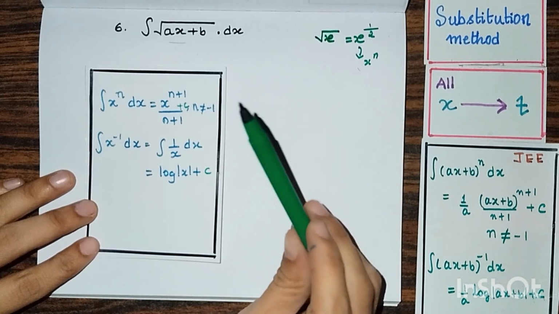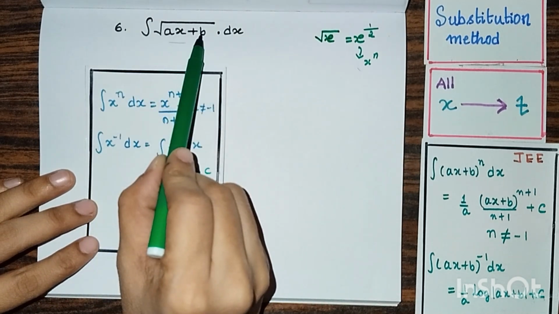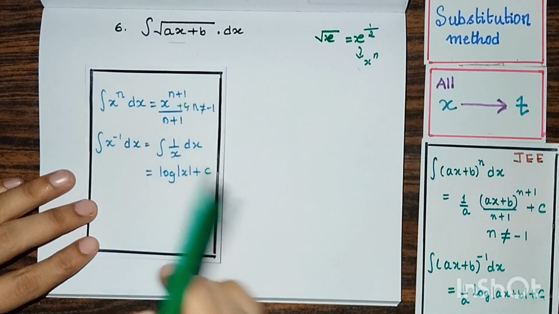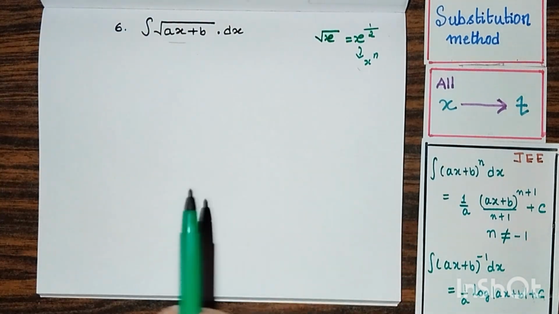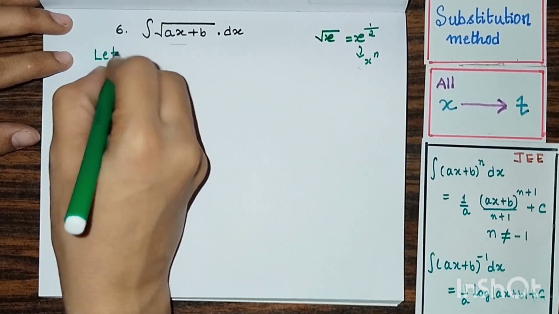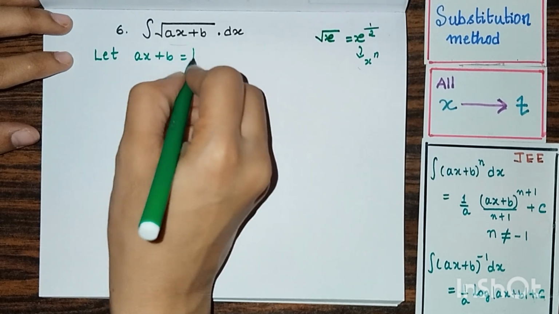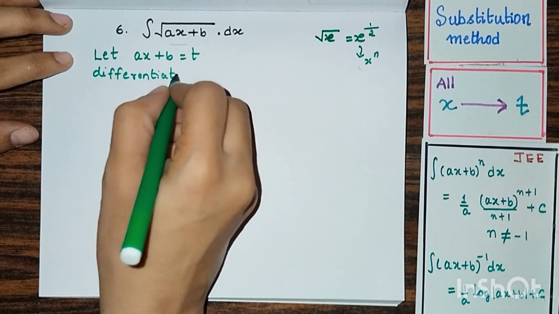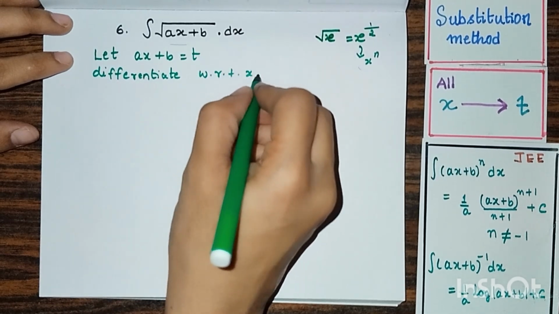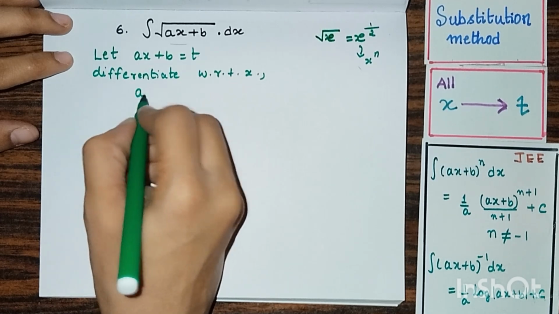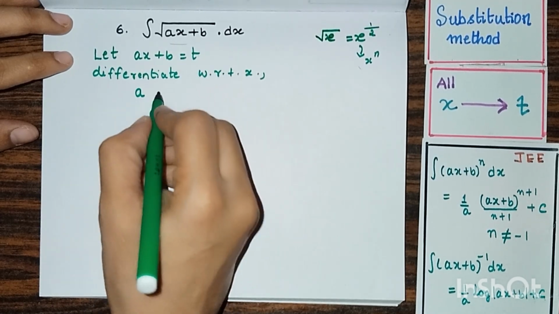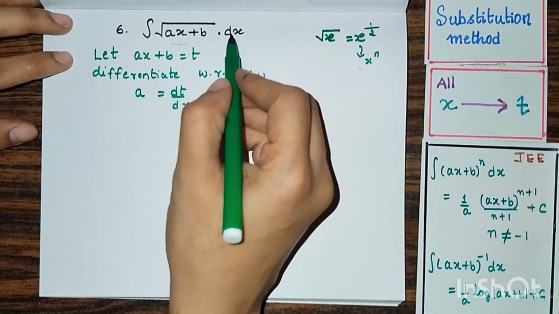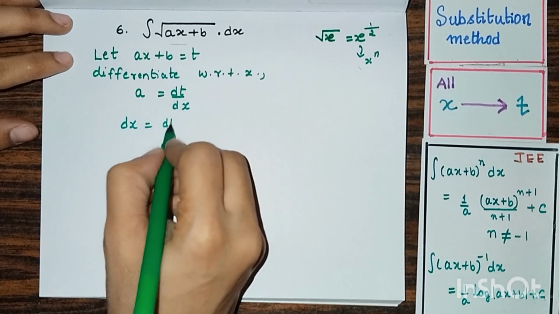So first we have to do the substitution for this linear term, bring this in the form of x to the power n, and then we will apply the formula. So let ax plus b equal t. Differentiate with respect to x. If you differentiate ax, you will get a. If you differentiate b, you will get 0. So this will be dt by dx equals a. So we have to substitute for dx. So dx will be equal to dt by a.